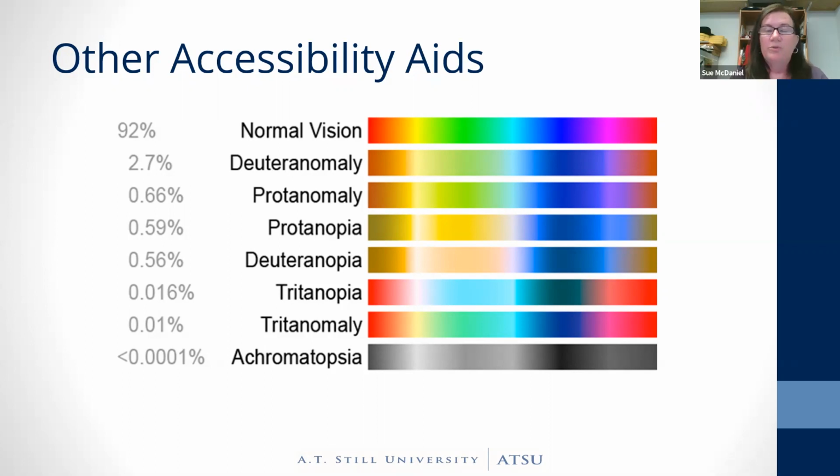So don't only use color to emphasize important points. For instance, if you want to emphasize a deadline in your text, you can put it in red, but also make it bold so it stands out for someone who can't see red. If you use a pie chart to illustrate a concept, consider using patterns to help differentiate the sections as well as color.